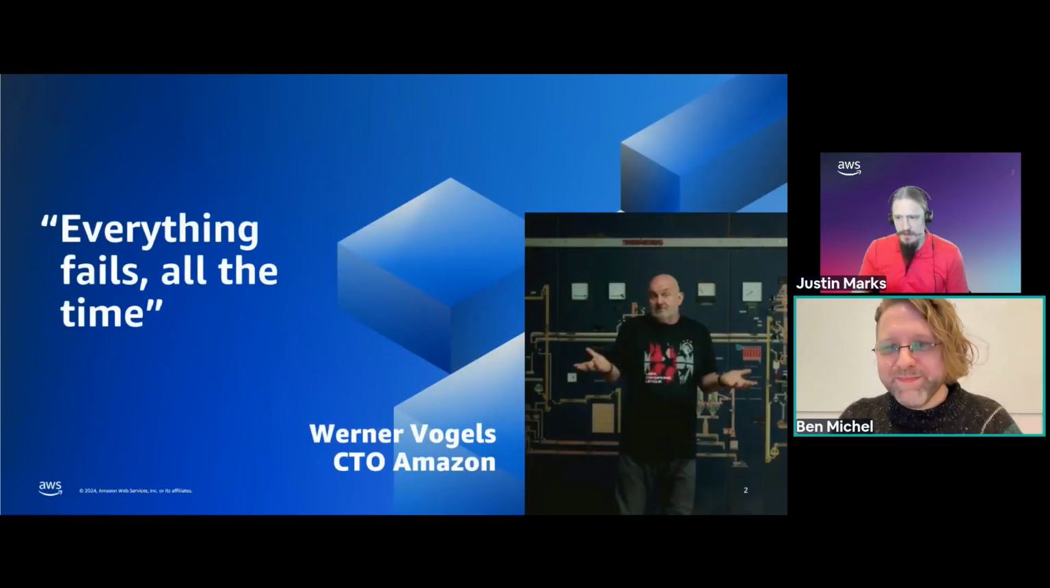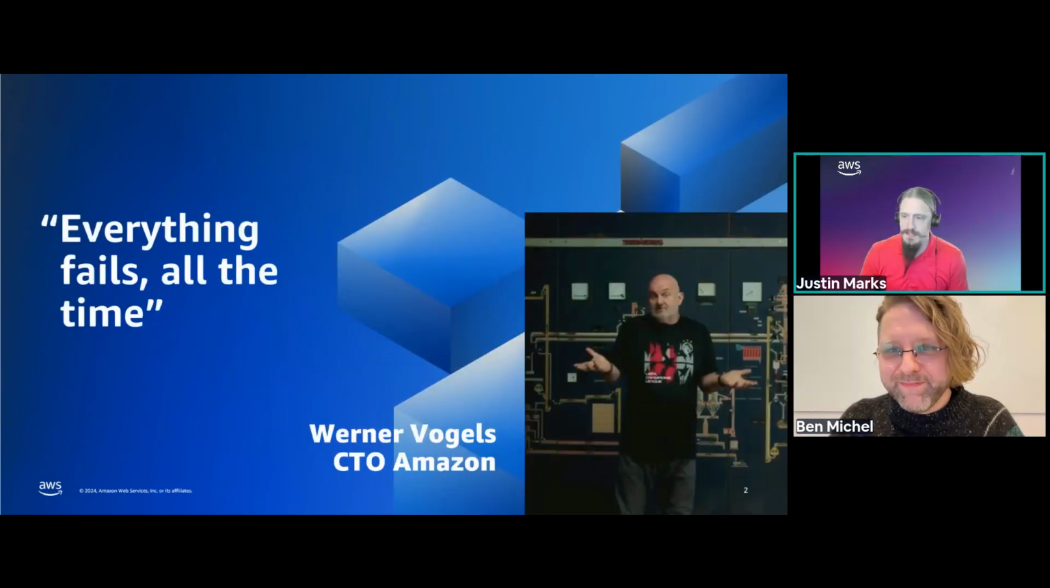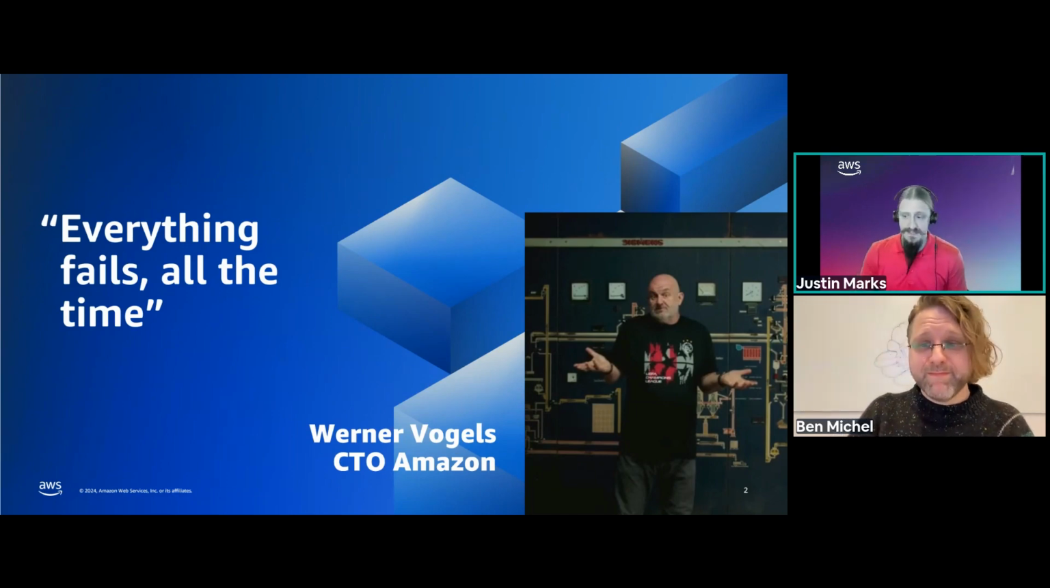So if you've ever heard Werner, Amazon CTO, talk, maybe at re:Invent or at one of the other summits, you'll hear him say two things all the time. Security is job zero, and everything fails all the time. This is just one of the many reasons that we need observability, so that we can tell if our apps aren't working.